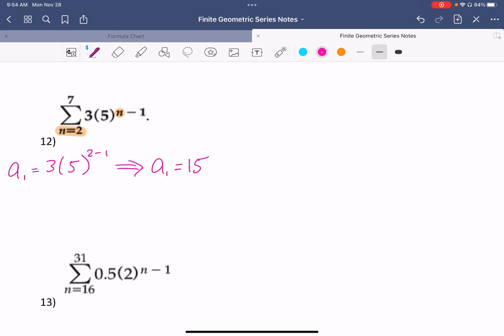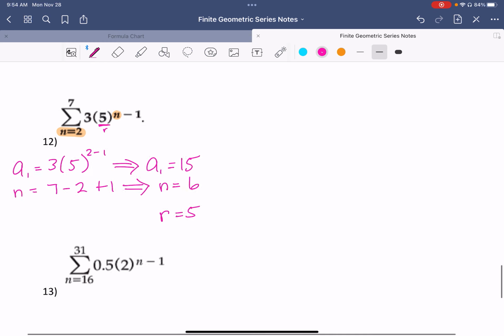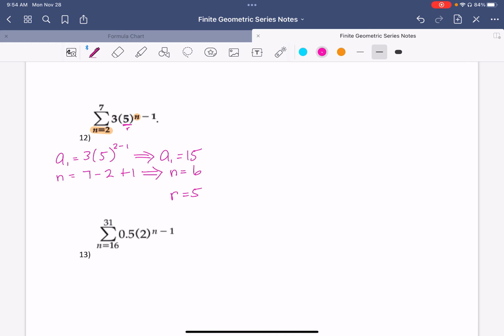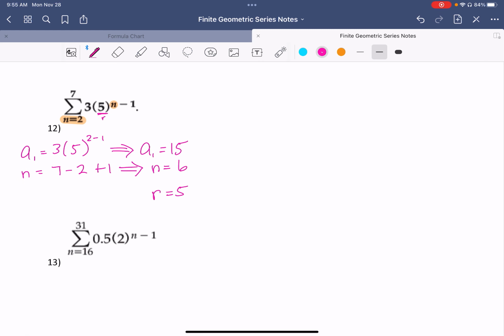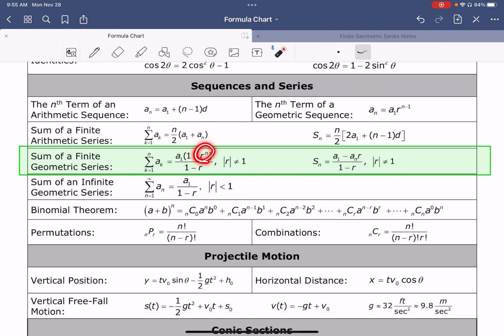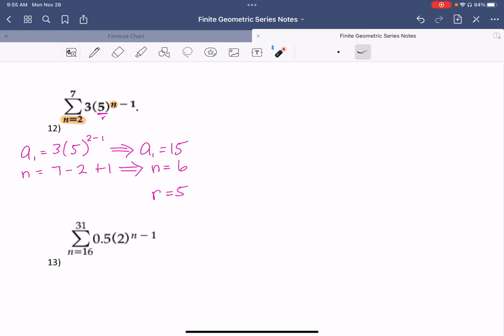The n, the number of terms, is going to be your upper bound minus your lower bound plus 1. So n is equal to 5 plus 1, which is 6. And then your r is whatever is in the parentheses, so r is 5. You could find the last term if you prefer, like I said in the previous example. But I'm just going to use the first formula again, that uses n instead of the last term.